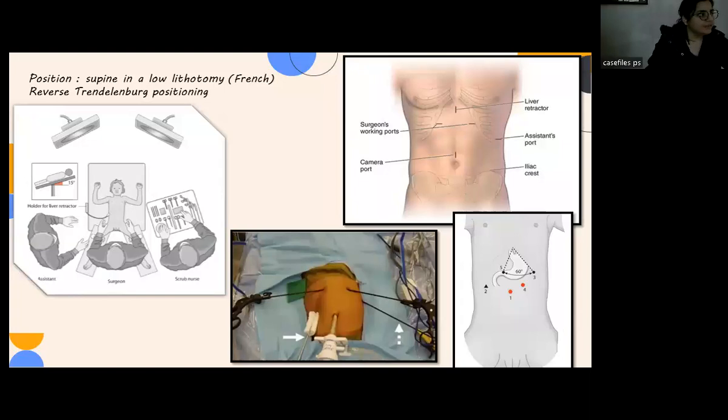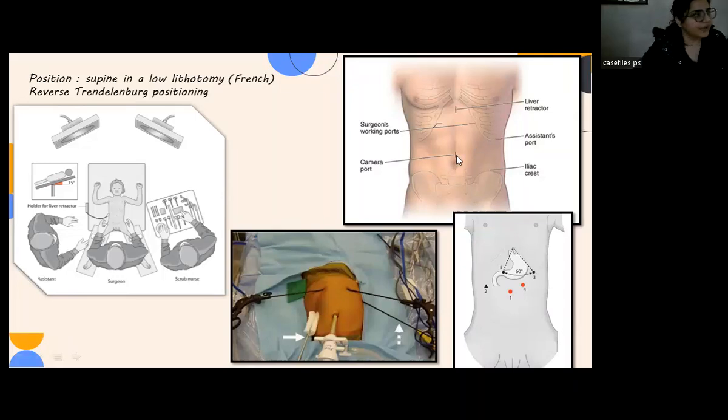Both the approaches have been defined, that is the open and the laparoscopic approach. If we are going by an open approach, it's an open upper midline laparotomy incision. If we are considering a laparoscopy or a minimally invasive approach, the commonly used position is a supine position with low lithotomy, or a French position might be considered in older patients, in which the surgeon stands between the legs of the patient, and a reverse Trendelenburg position might be used so that the viscera fall away from our area of interest.